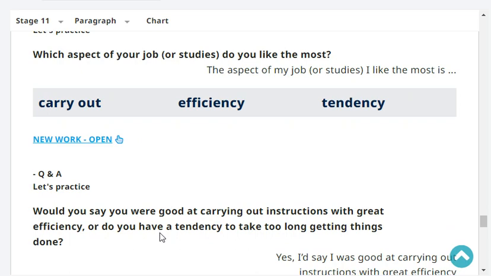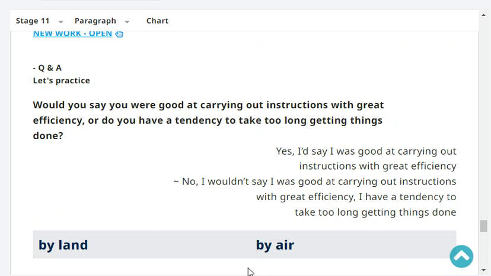Okay. Would you say you are good at carrying out instructions with great efficiency? Or do you have a tendency to take too long getting things done? Yes or no? No, I wouldn't say I was good at carrying out instructions with great efficiency. I have a tendency to take too long getting things done.